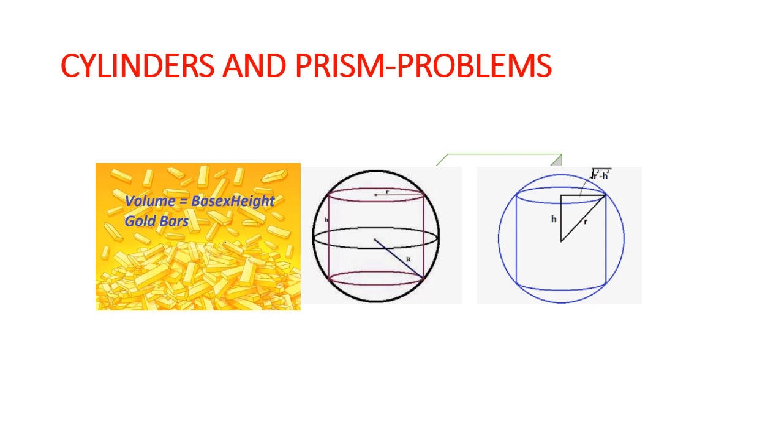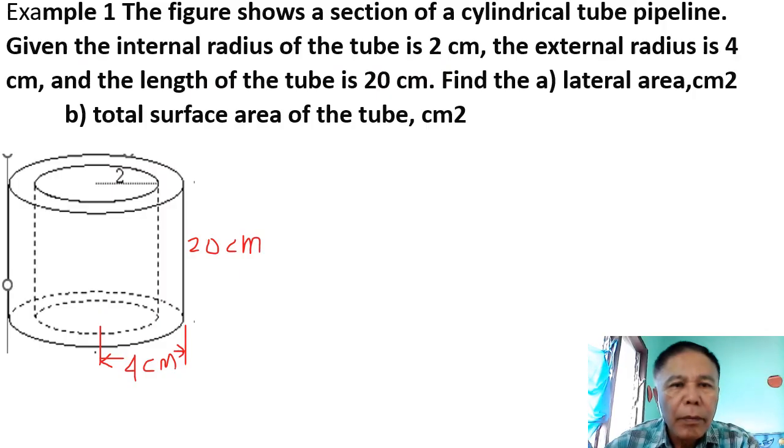Cylinders and prism problems. So we have a set of problems regarding cylinders and prisms. So it will follow next. The figure shows a section of cylindrical tube pipeline. Internal radius is 2 cm. Outside or external radius is 4 cm and the length is 20 cm. Find the lateral area in centimeters squared and the total surface area.